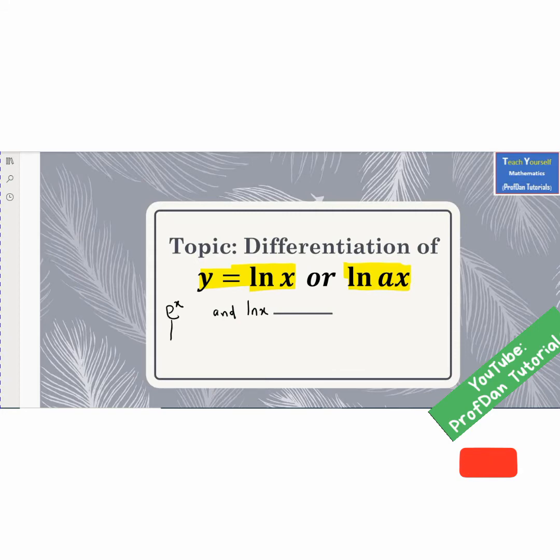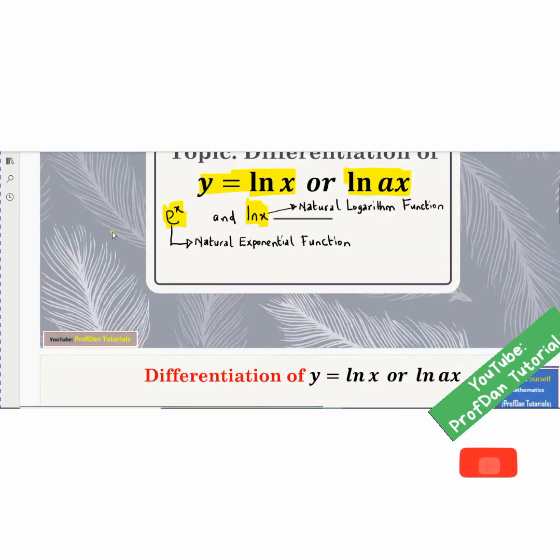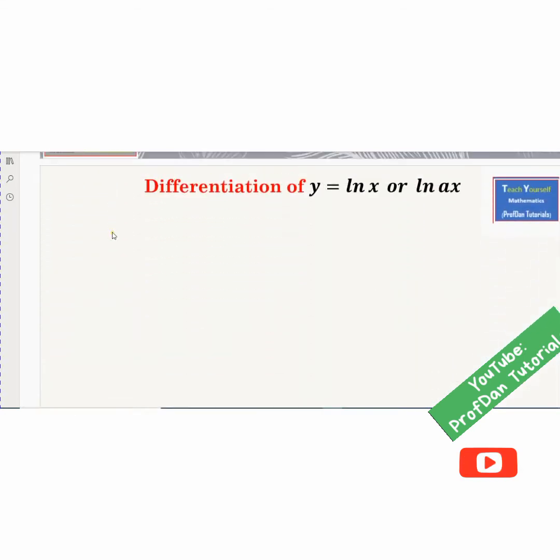So this is referred to as a natural exponential function, and this is referred to as a natural logarithm function. And they are both inverse to each other. We are going to take a look at some examples for better understanding. But then, how do we differentiate a natural logarithm function? So quickly, let's look at this.